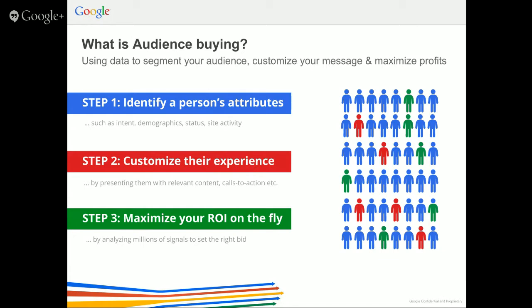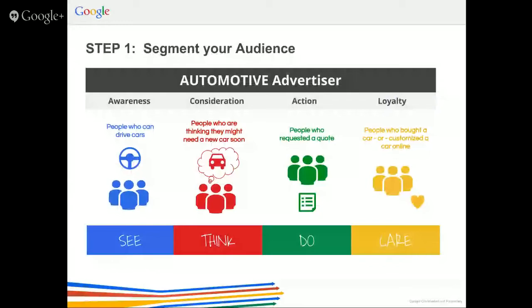And the last step is maximize your ROI. Try to measure and optimize based on the value of the customers to you by analyzing millions of signals to set the right bid. So we're going to go through all those 3 steps by giving you a couple of examples. Let me first jump into the first step, which is segmenting your audience. In order to do so, I'm sharing with you a very simple framework that you could actually use at work.